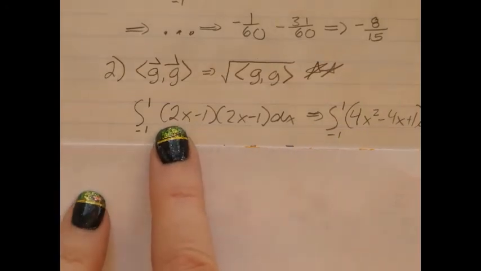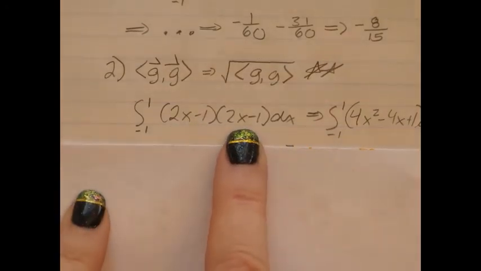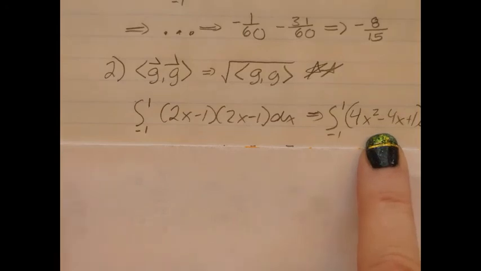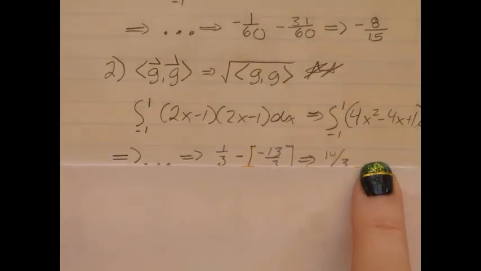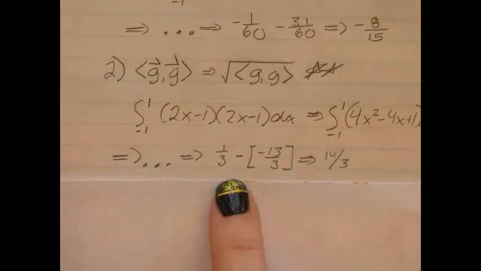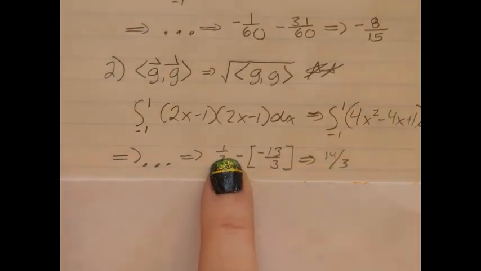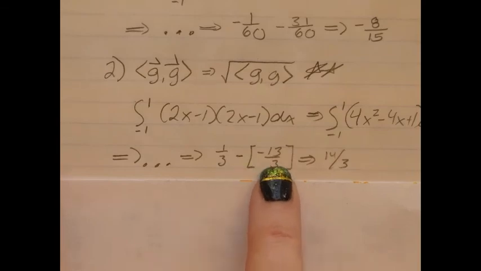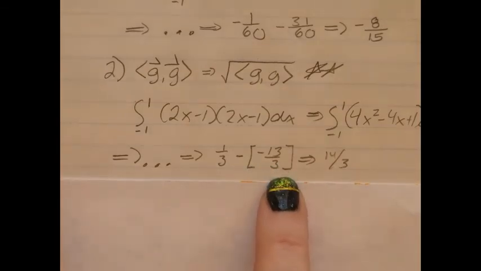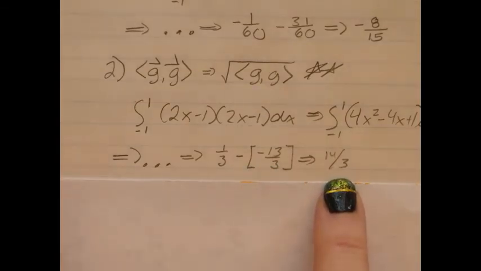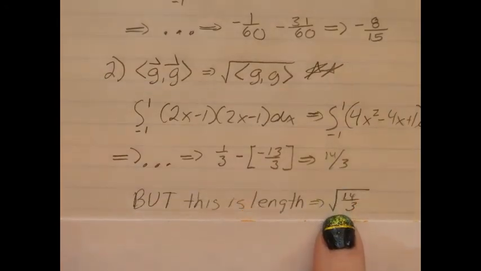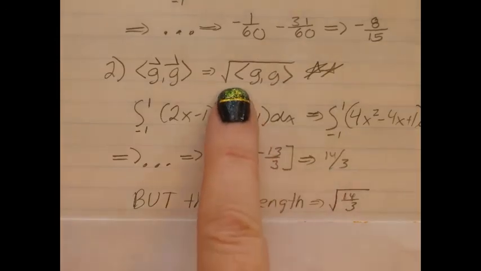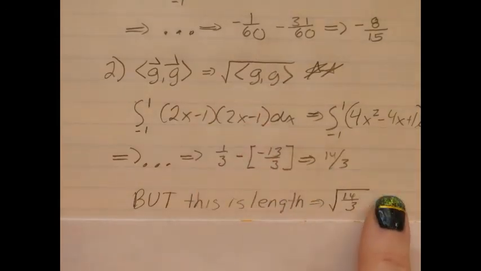So what I'm going to do is g dot g. I'm going to multiply, add my like terms, or subtract, whatever it is that they tell me to do. And then I'm going to integrate it. My upper bounds, when I plug it in, I get 1/3 minus my lower bounds. I get negative 13 over 3, and I get 14 over 3. Now that I have my final answer, let's deal with this. We said length, and I forgot my radical, so I'm going to put my radical over it.